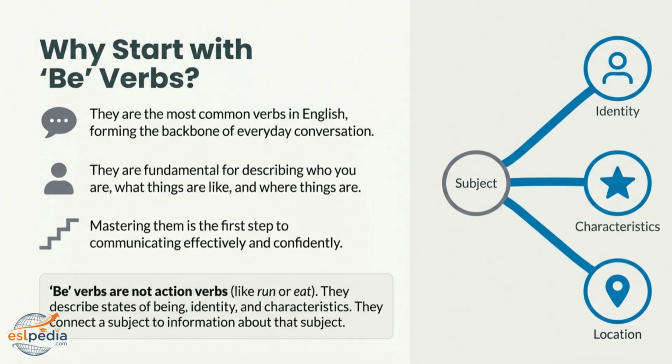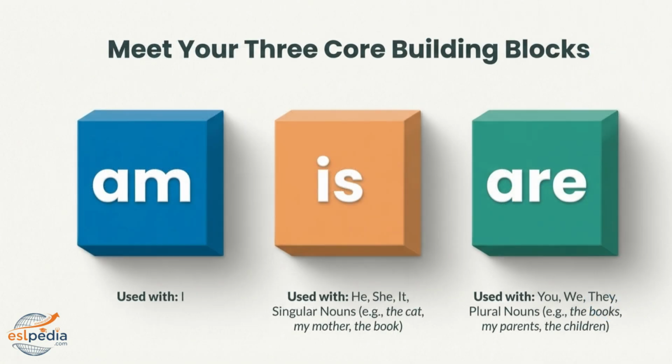So, first things first. You've got three main building blocks: am, is, and are. And it's actually pretty simple. Am, that's always and only for I. Then you have is, which you're going to use for any singular subject like he, she, it, or the cat. And finally, are. That's your go-to for all the plural stuff. You, we, they, or something like the flowers.